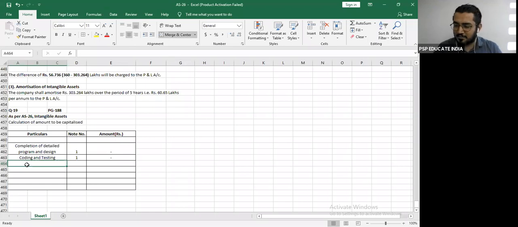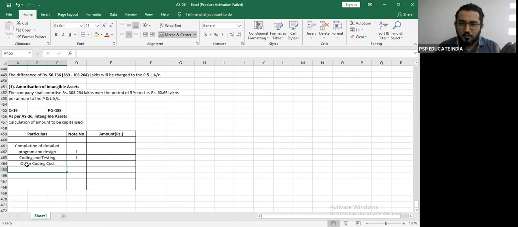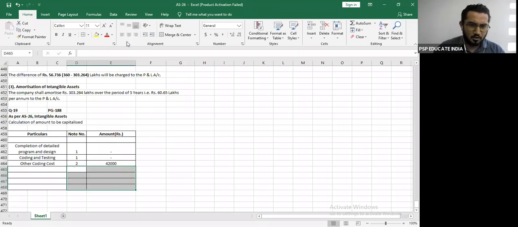Now next is other coding cost. Ask yourself, is it after fulfilling the six conditions? Yes, because the six conditions are fulfilled once the software has been tested. Now that it has been tested, whatever expenses happen right now will straight away go to the cost of the asset. So 42,000 will be added to the cost of the intangible. We will take 42,000 to the cost of the intangible.